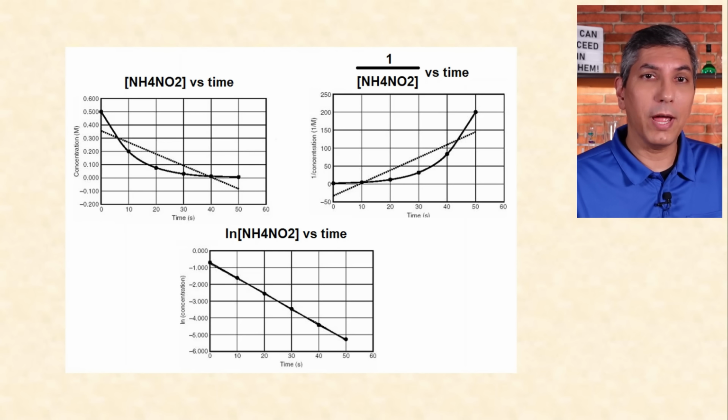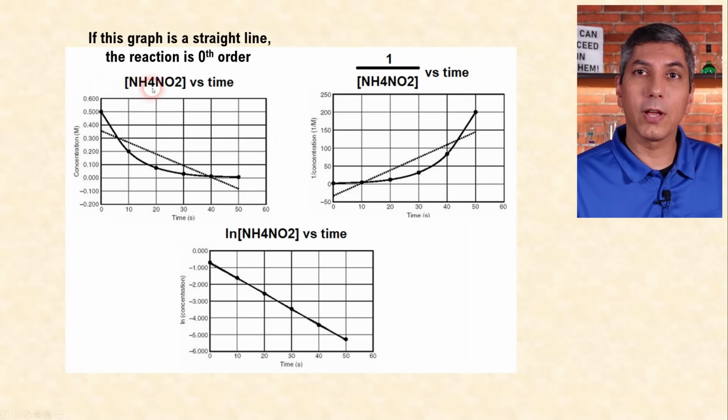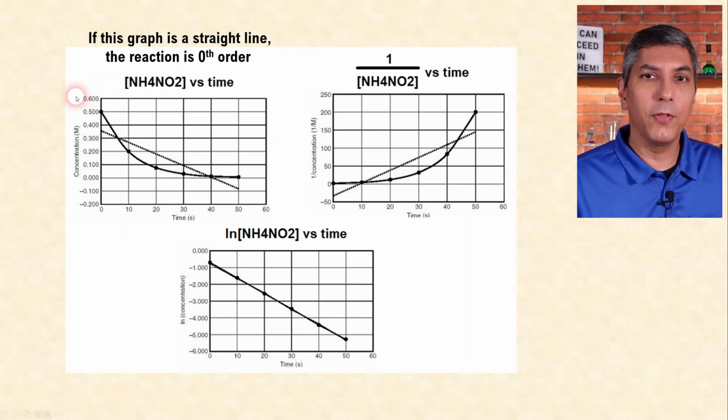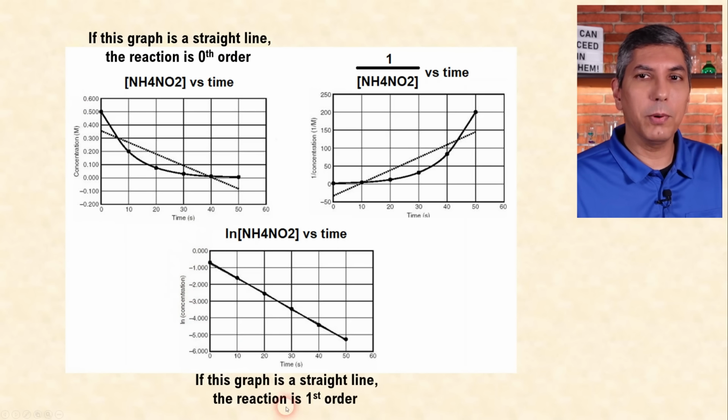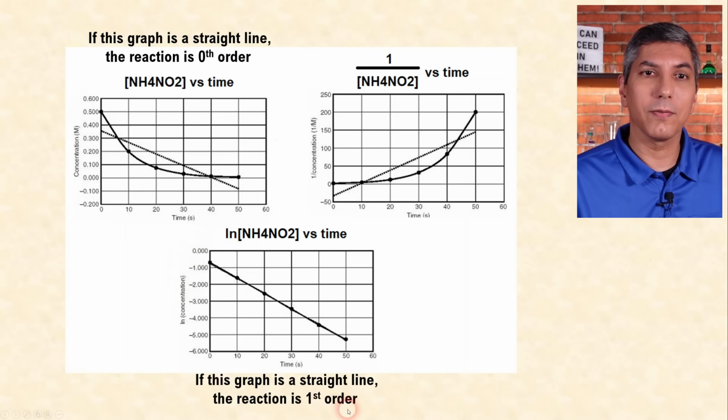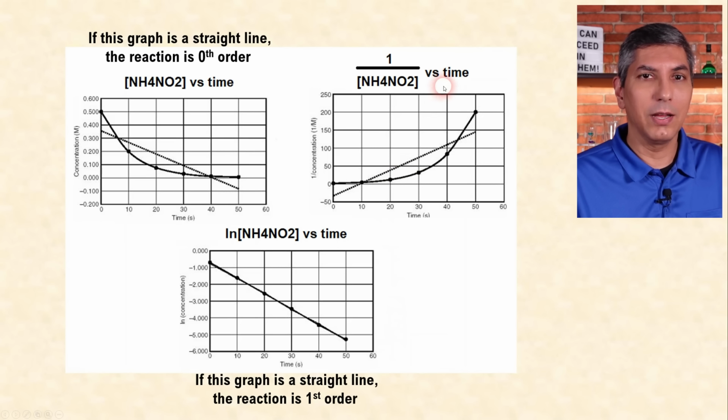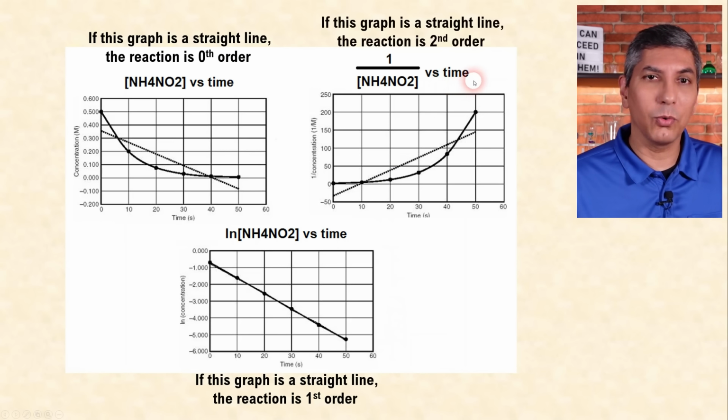If this first graph had been a straight line, the graph of concentration versus time, then the reaction would have been 0 order. If this graph on the bottom is a straight line, the graph of natural log of concentration versus time, which it is, then the reaction is first order. If this other graph on the top right had been a straight line, the graph of reciprocal of concentration versus time, then the reaction would be second order.